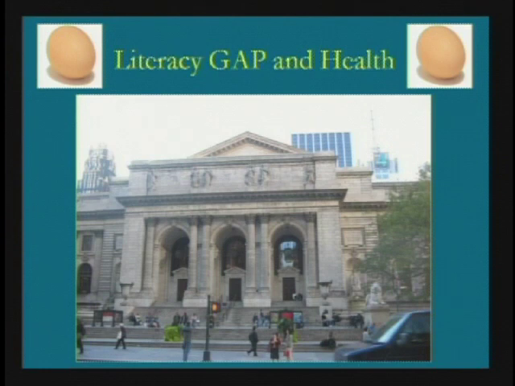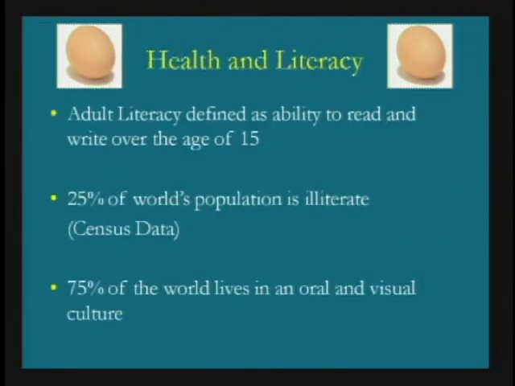Why not think about health literacy and the gap and how one can improve that? Because that really actually can make a tremendous difference in health. When you define adult literacy, the WHO, as the ability to write and read over the age of 15, 25% of the world's population is illiterate. 75% of the world lives in an oral and visual culture. There's a wonderful National Geographic about a year ago about this.